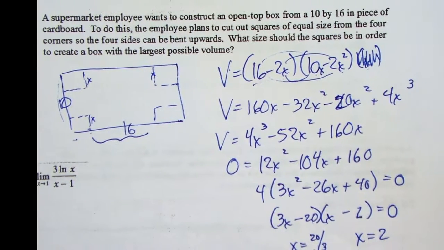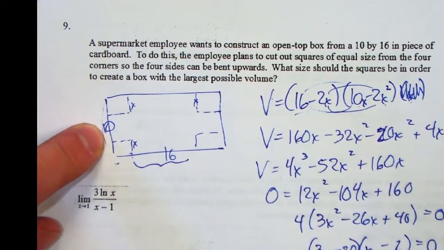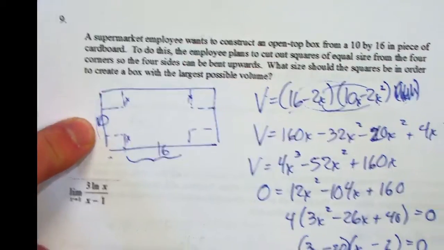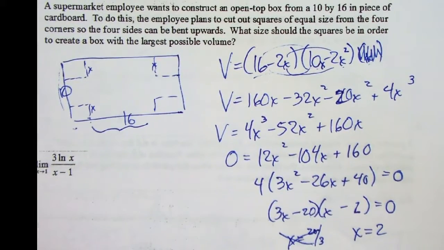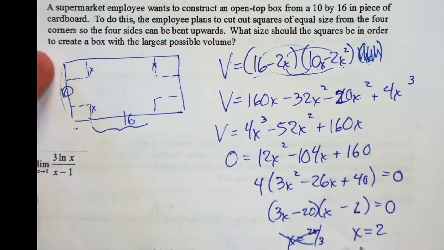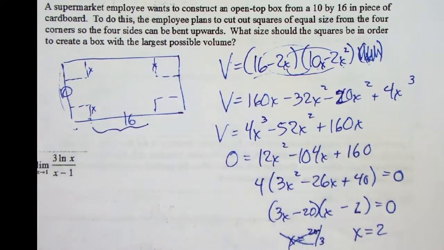20 over 3 is bigger, that's like 6 2/3. You could not cut 6 2/3 out twice out of a side that's only 10 units long. So this doesn't matter. x equals 2 is your answer. So you're going to cut 2 by 2 squares out of each corner.